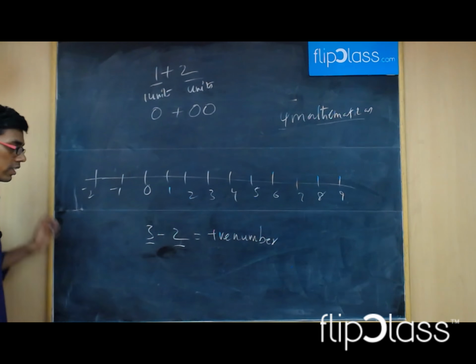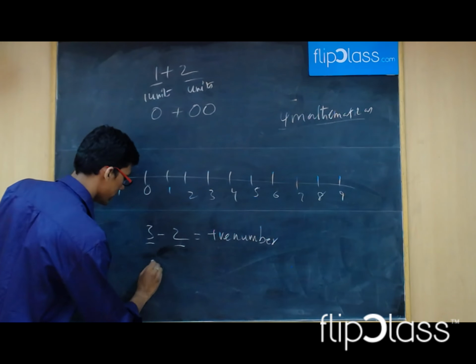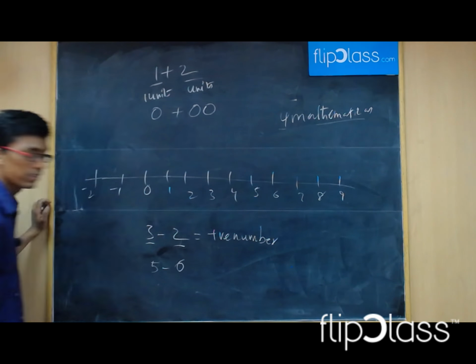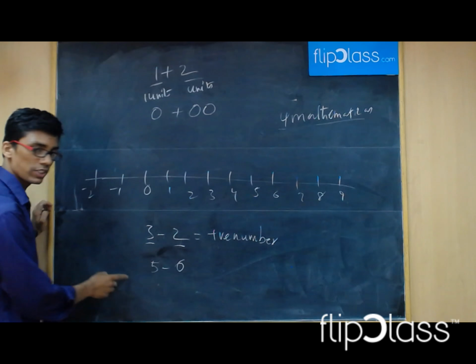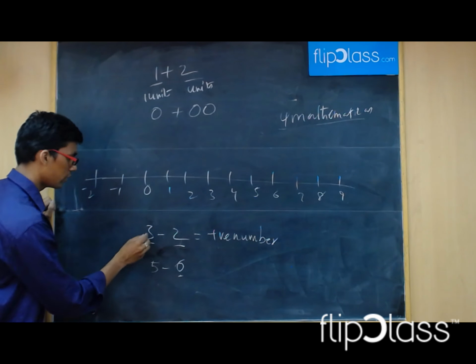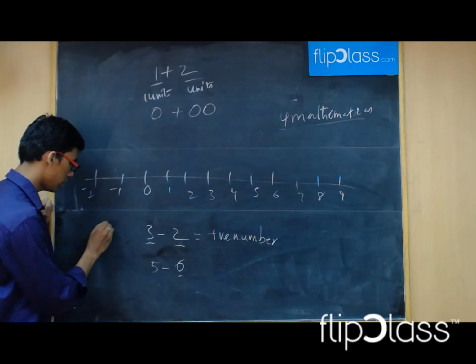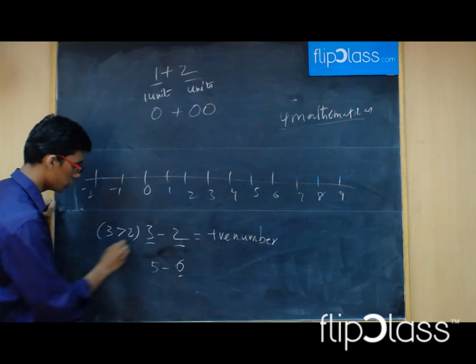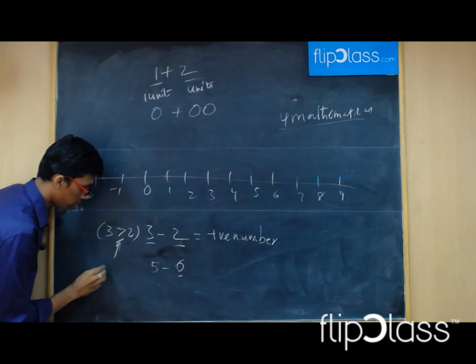Now for example, let's take the case of 5 minus 6. Out of these two numbers, which one is greater? The number 6 is greater than 5, right? How do you represent which number is greater? You will have 3 greater than 2. This is the symbol for denoting greater.